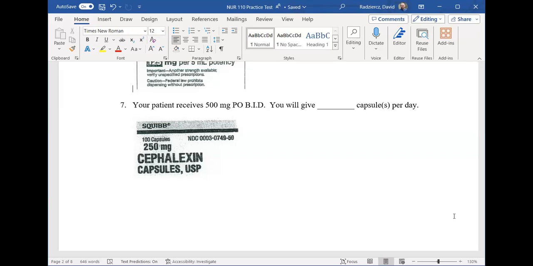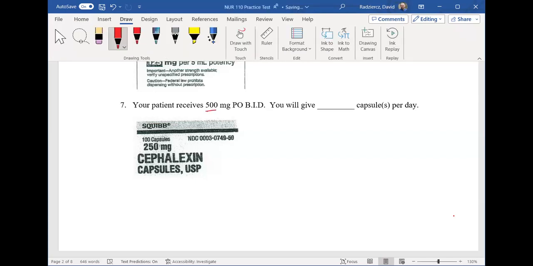First and foremost, we always want to pay attention to what we're being ordered. This one says your patient receives. You can say the patient was ordered, that the doctor ordered, and we're looking at a couple things. We want to know the strength being ordered, how it's being administered, and how many times per day it's being administered. When you see PO, that means per oral. Per oral means by mouth. So we're not going to shove capsules up their bum, in their ear, or up their nose. It's going in their mouth.